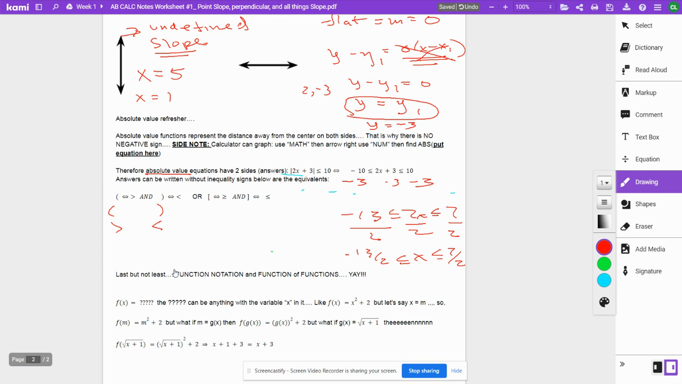And then this next one over here would be for our greater than or equal to. So a bracket pointing this way is greater than or equal to, and a bracket pointing this way is less than or equal to. Okay?